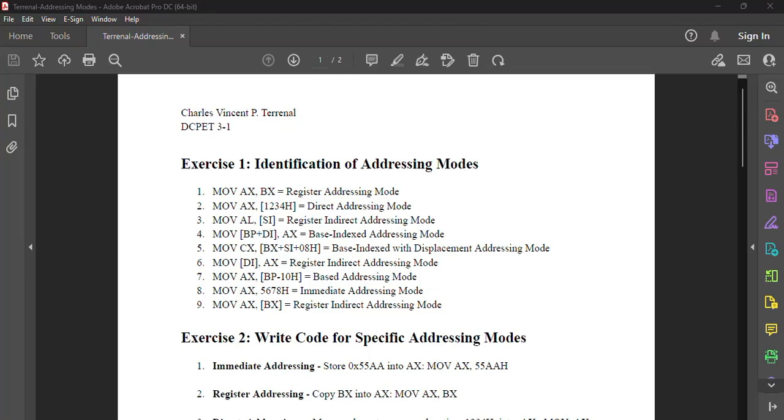Hello everyone. So today I'll be explaining my answers. In the first exercise, we were asked to identify 9 different instructions. So these are the answers.